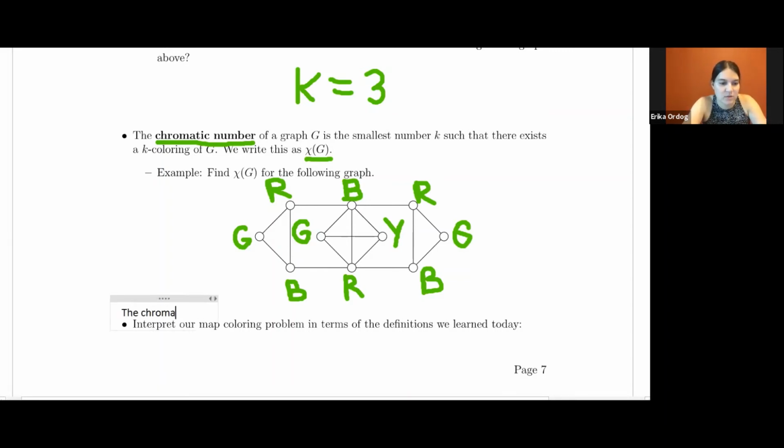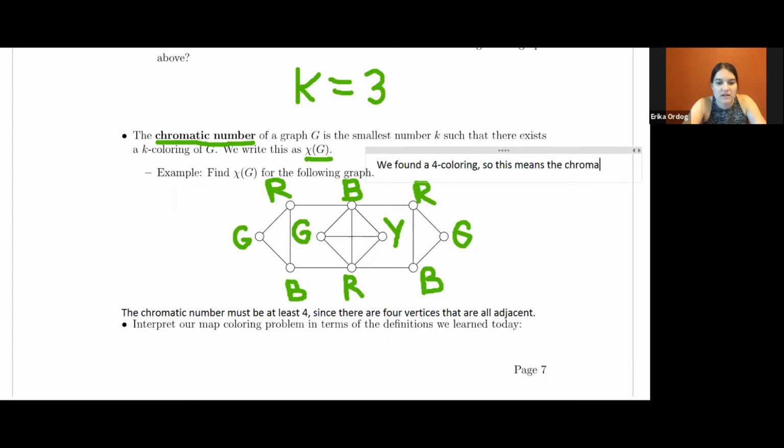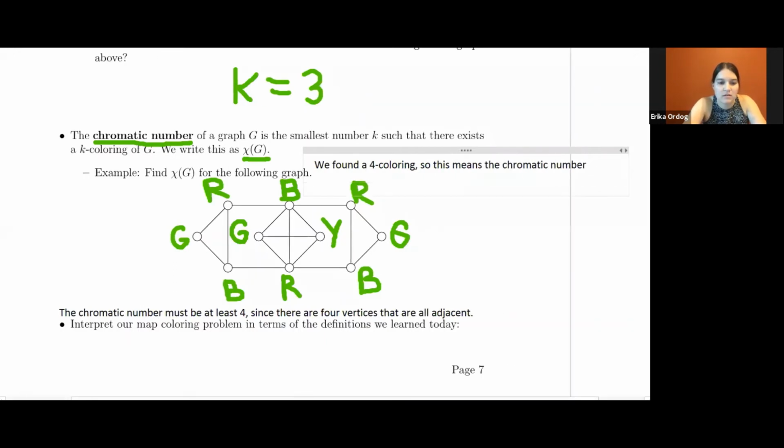Okay, so the chromatic number must be at least 3, since there is a triangle. And in fact, since I'm running out of room, it must be at least 4, since there are 4 vertices in the middle there that are all adjacent to each other. And then we found, where should I write this? Write it up here. We found a 4 coloring. So this means the chromatic number is 4. Right?